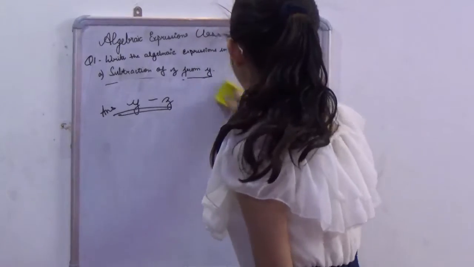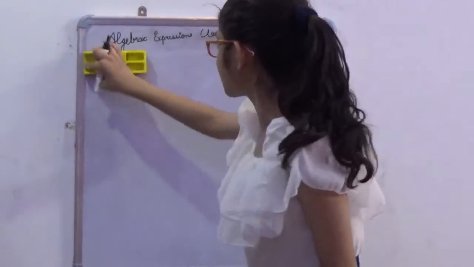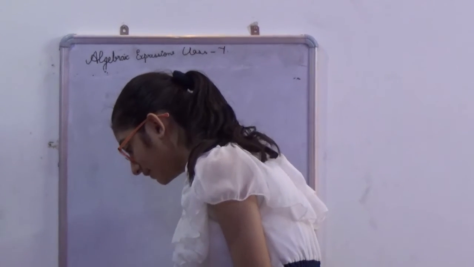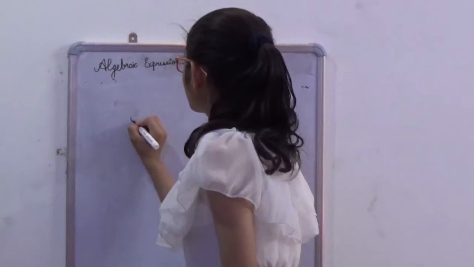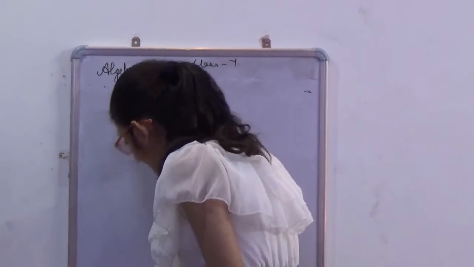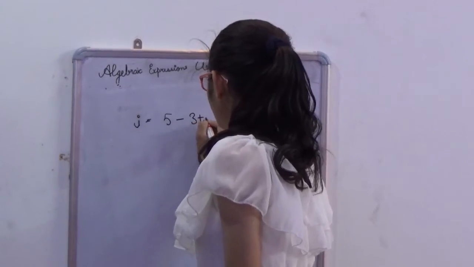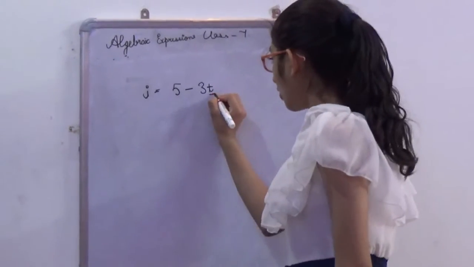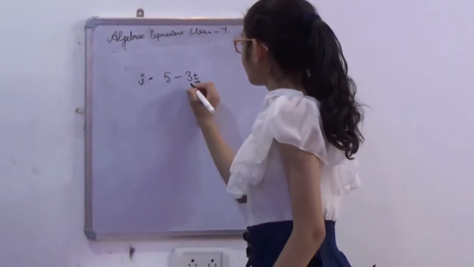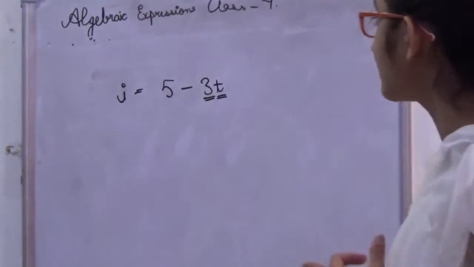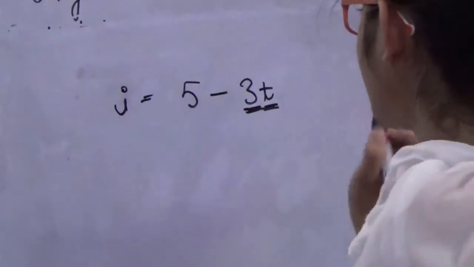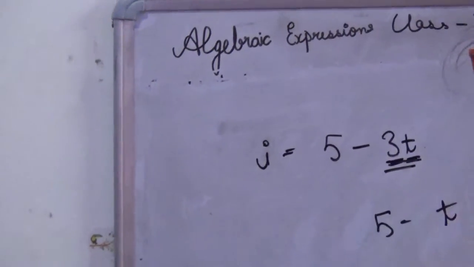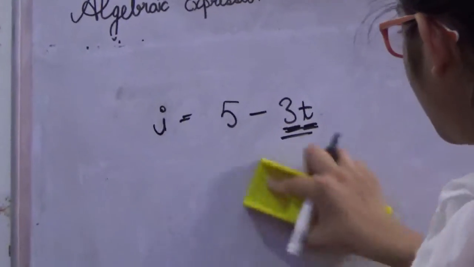So now let's come to the next question. Identify the numerical coefficients of the terms in the following expressions. The first one is 5 minus 3t. When we have to find the coefficients, remember one thing: the number that goes with the term is always the coefficient. Which number do we have with the term t? We have 3. If it were written as 5 minus t, it would be 1.